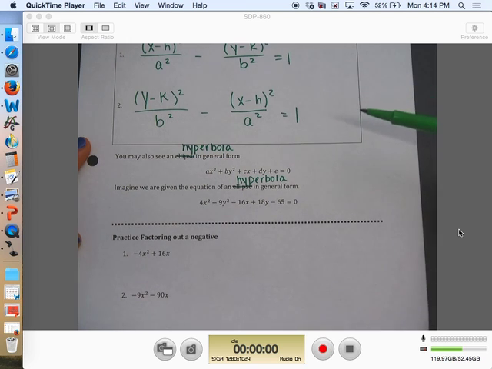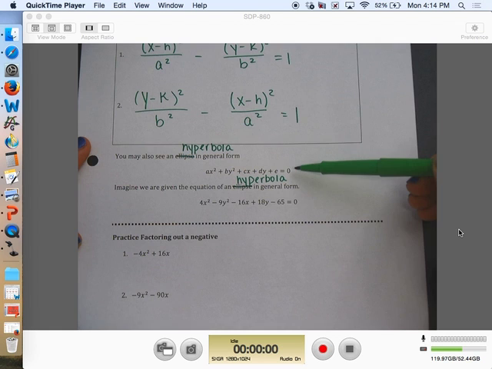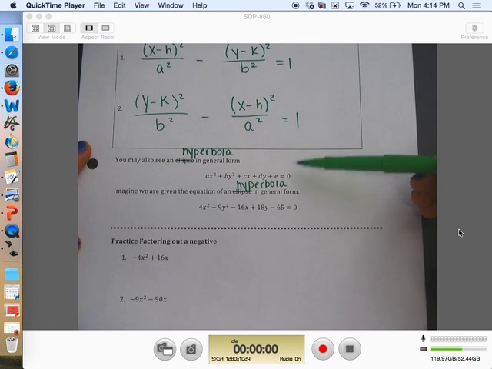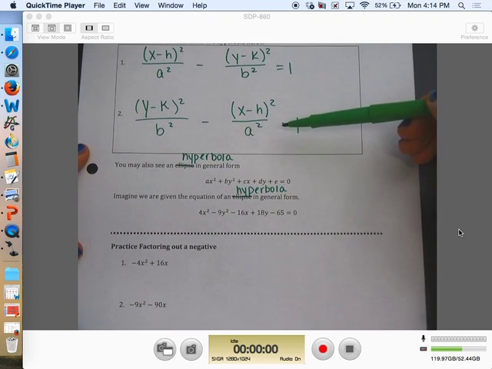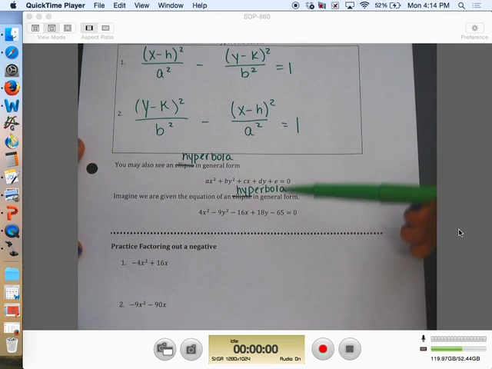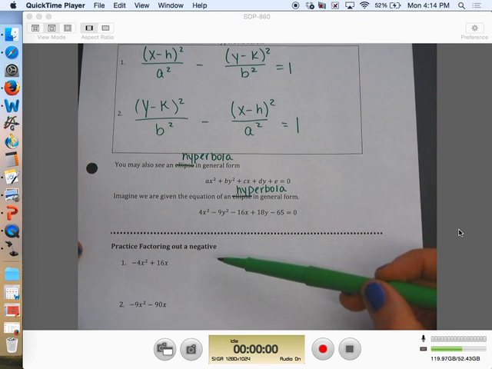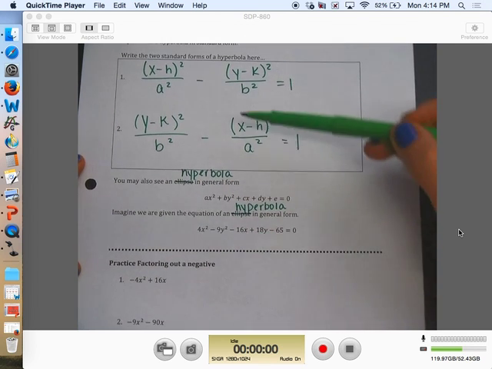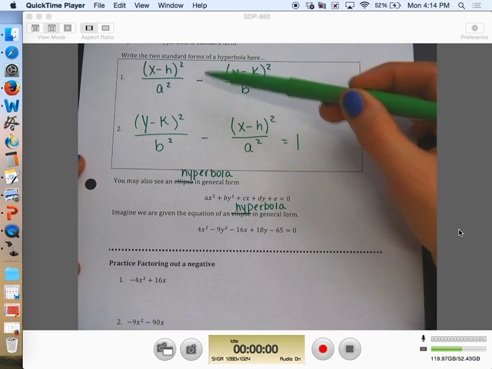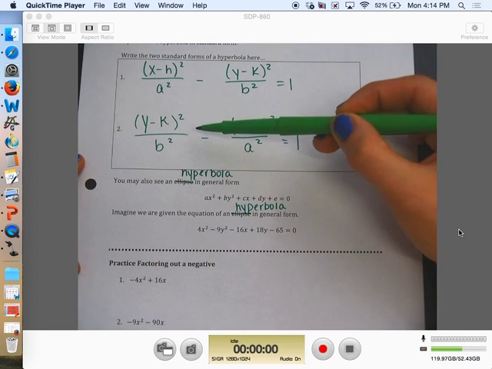Today we're going to take a hyperbola in general form and complete the square in order to write the hyperbola in standard form. Before doing that, we're going to practice factoring out a negative number. If you notice, hyperbolas have a negative sign in between our variables, unlike the ellipse.